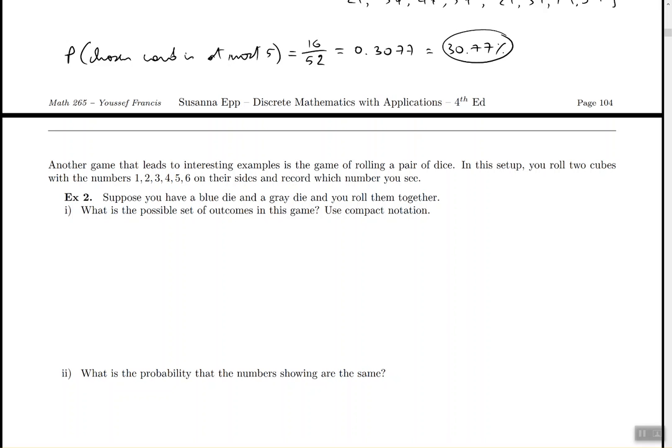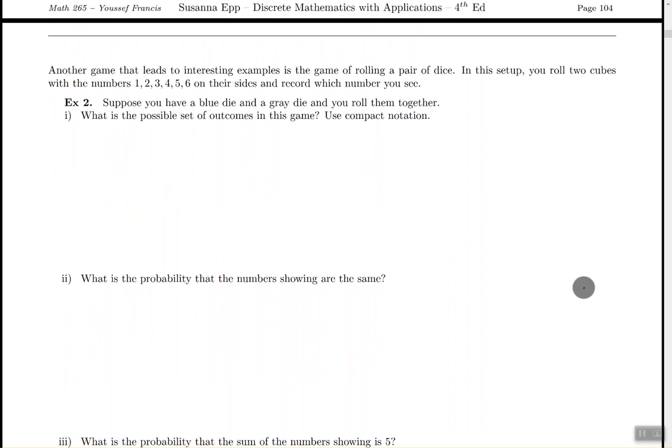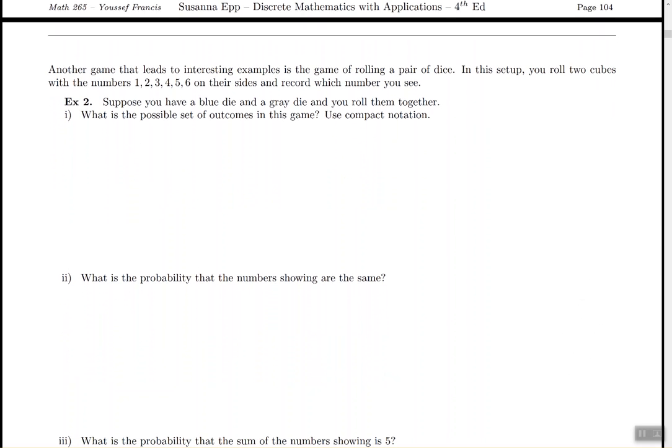Okay, in this game we will be rolling a pair of dice, and each of the dice has a different color. So one of them is going to be blue and the other one is going to be gray. And the dice have the numbers 1, 2, 3, 4, all the way through 6. So when you roll them, you may see something like this. Let's say 1 in blue and, I don't know, 4 in gray. Or you may see a 3 in blue and a 2 in gray, and so on and so forth, okay?